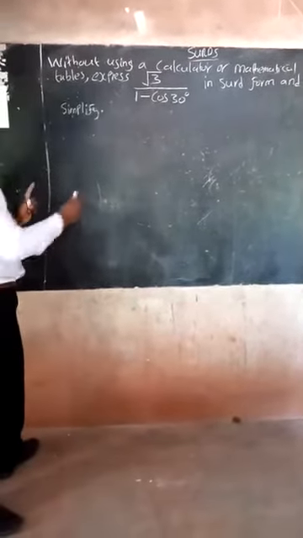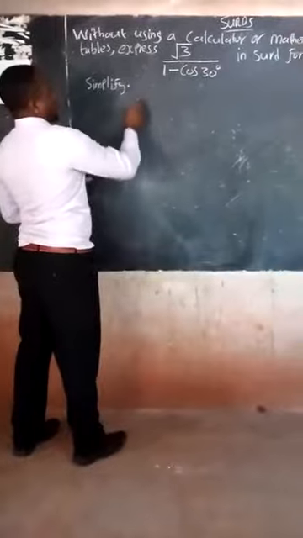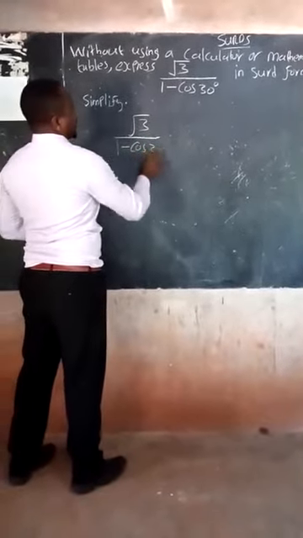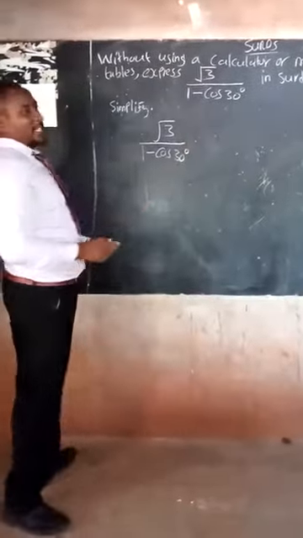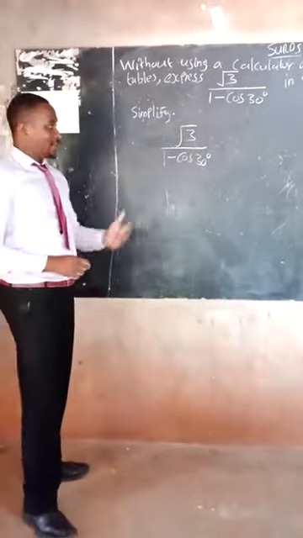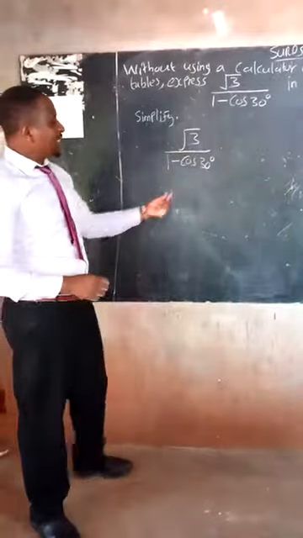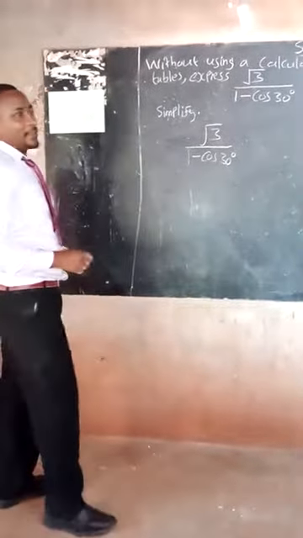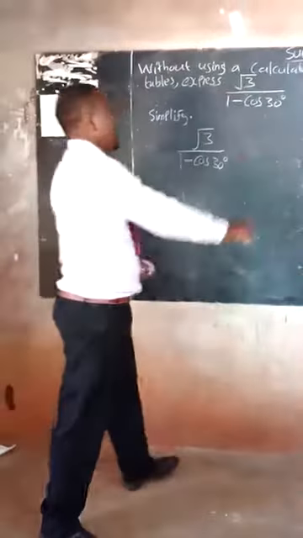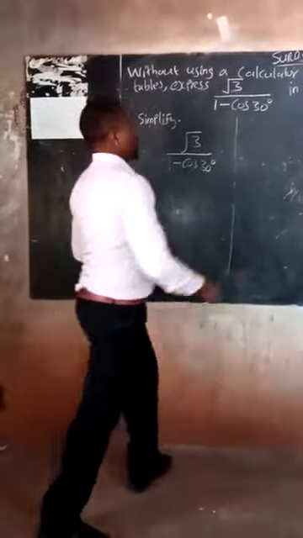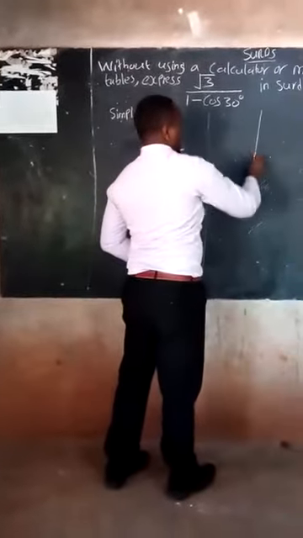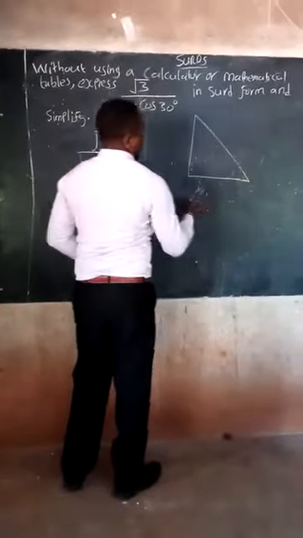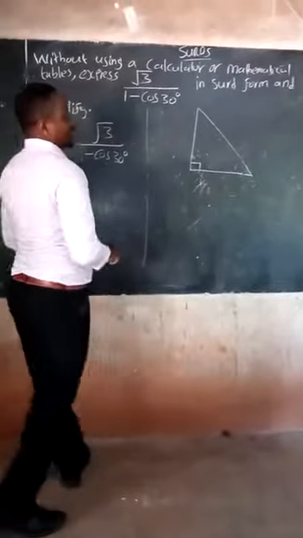Now, for this problem we have root 3 over 1 minus cos 30 degrees. Here we have a trigonometric ratio, which is cosine. So, how do you first of all express this in sum form? You remember this from a right-angled triangle, from which we come up with trigonometric ratios.